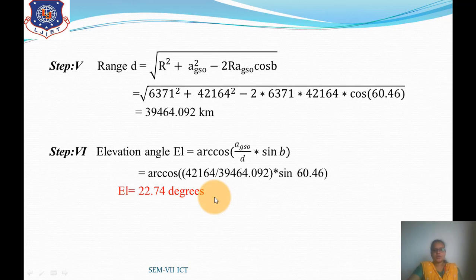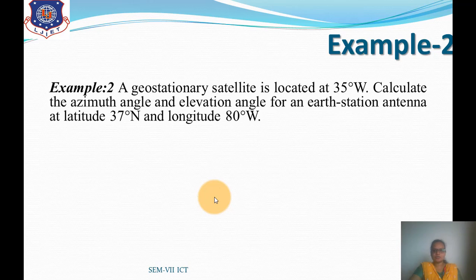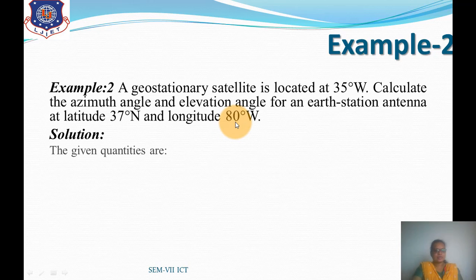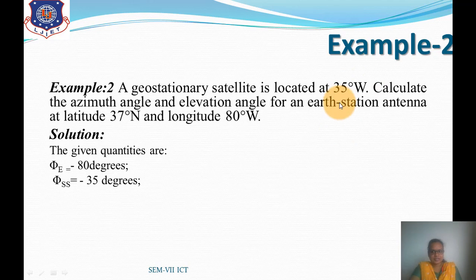Clear? Now, we will see one more example related to this. Right? Having a geostationary satellite located at 35 degrees west. Calculate azimuth angle and elevation angle for the earth station antenna at 37 degrees north latitude and longitude 80 degrees west. So, similarly, the given quantities are earth station longitude, that is minus 80 degrees as it is in west. Then phi SS, that is our satellite longitude, which is minus 35 degrees as it is west, and lambda E, that is latitude north, so 37 degrees.